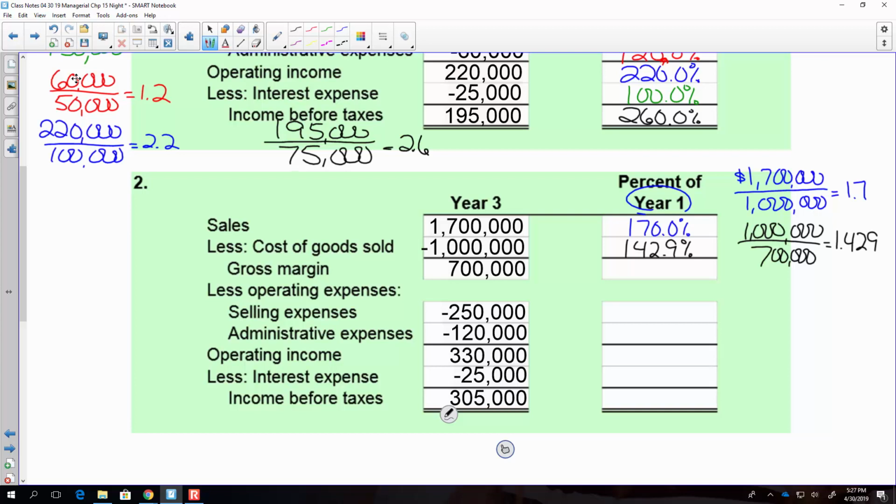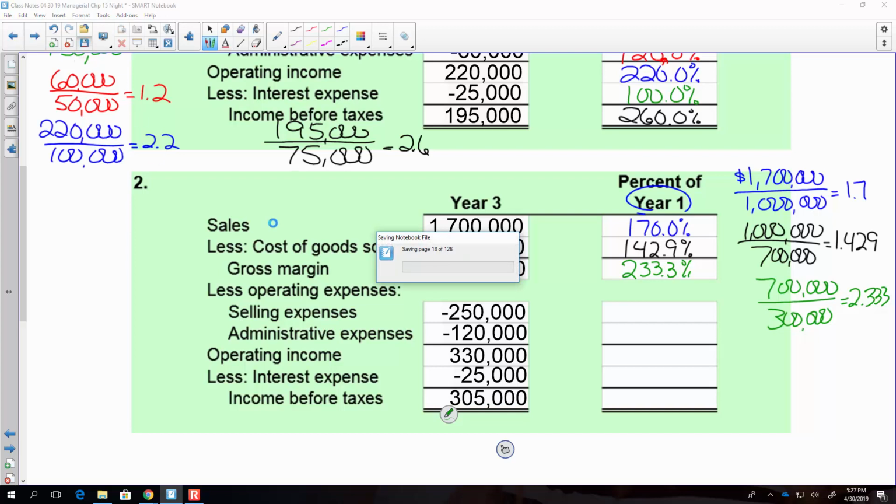And then our gross margin, we're at 700. Our base year was 300. Which generates 233.3%. 233.3% change from year 1. Awesome.